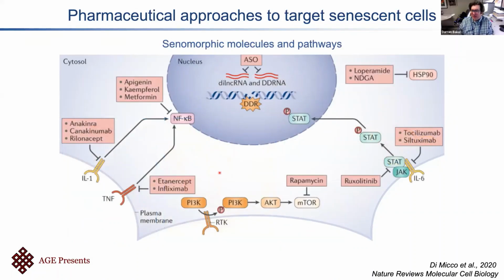The last topic that I'll talk about is senomorphic molecules. Again, this is a list of some of the various compounds that have been talked about to influence the senescent cell secretory phenotype, to modulate the pro-inflammatory state of senescent cells, to attenuate the chronic inflammation that's being driven within tissues with advancing age. Again, lots of work is being done in this space for the development of senolytics and senomorphic drugs.